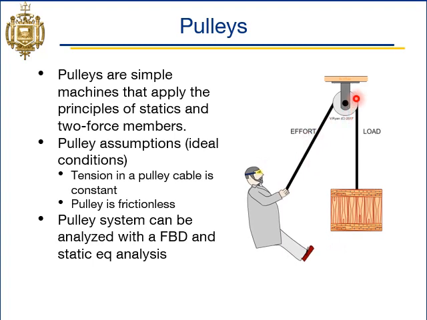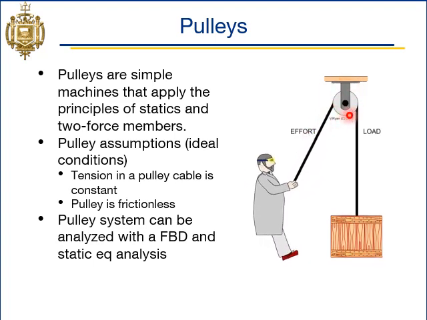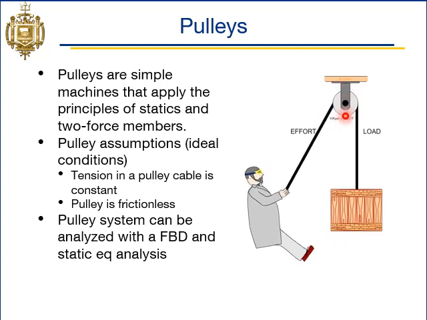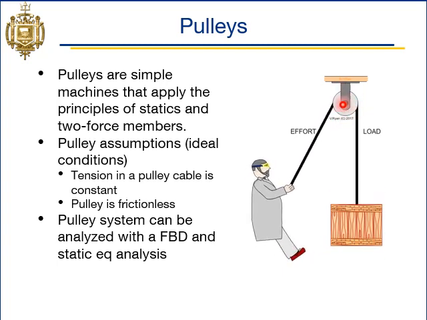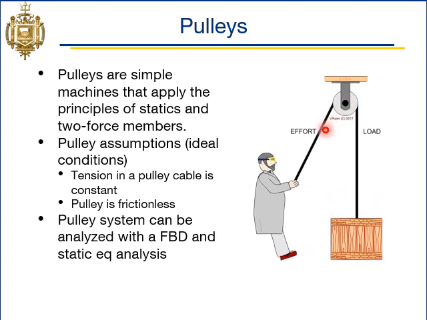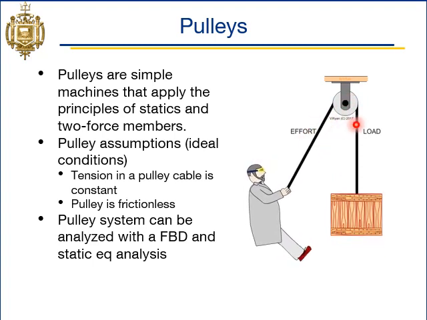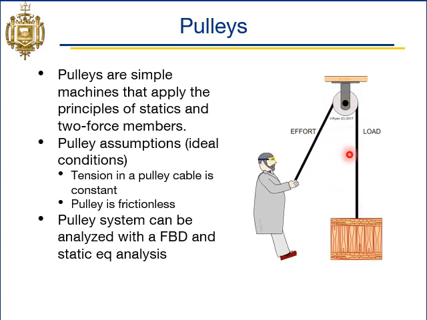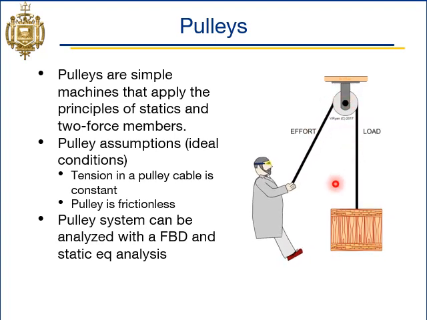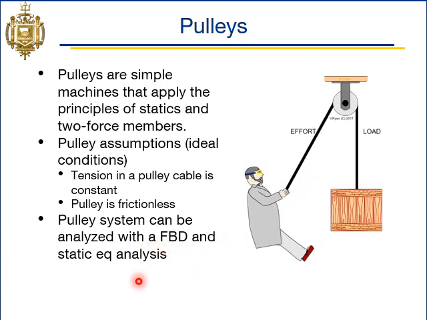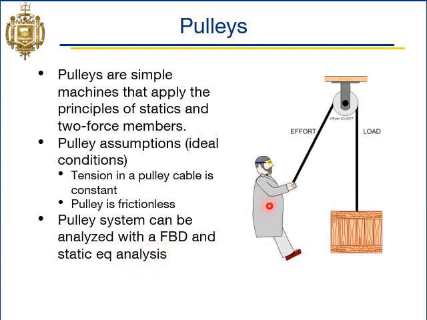So the tension is constant throughout that cable. And then the pulley itself here, we're going to assume it's frictionless. So these are sort of ideal conditions, so we can do our static equilibrium analysis. If there was friction in this cable, that could change the tension on the effort side versus the load side. So we're going to say it's frictionless, so that these are the same. So the way we analyze pulley systems is using a free body diagram and static equilibrium analysis.